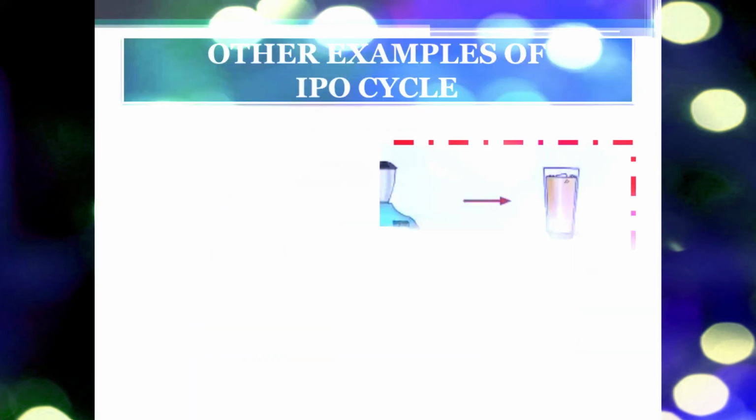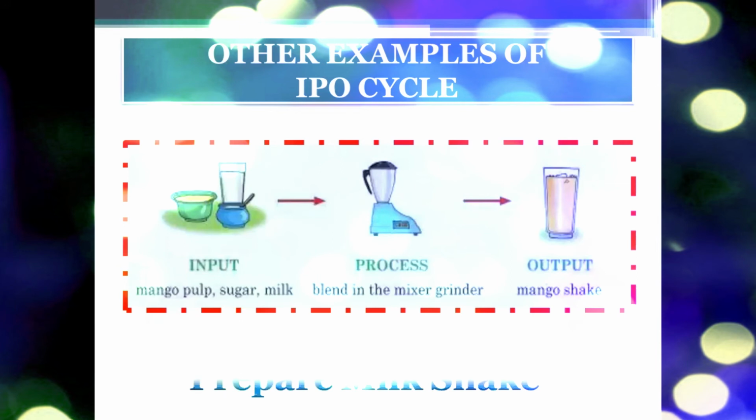Other examples. Next, let's make a milkshake, or a mango shake, you can say. What can be the input in this case? We have mango pulp, then sugar and milk. They are all blended inside the mixer grinder, and my mango shake is ready.